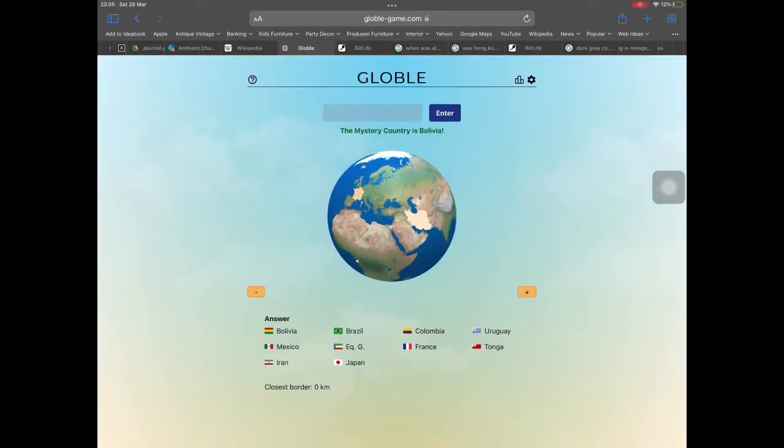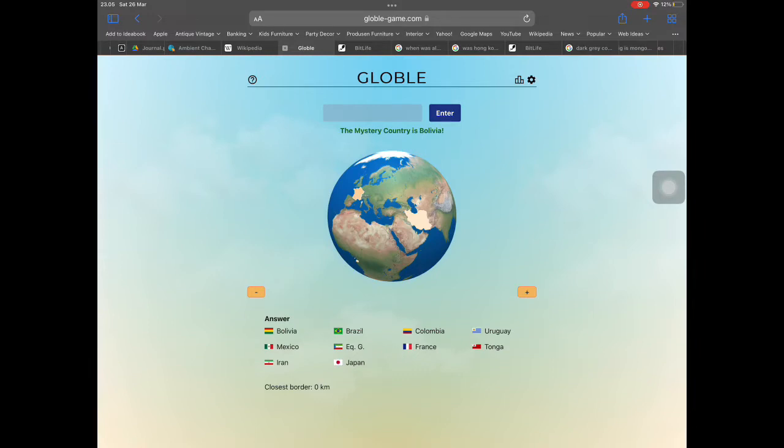Yesterday I found this game called Globle. It's a daily game, and we can play Globle today. Basically, how you play it is that you type a country and then it'll appear on the map in a color. The color represents how far it is to a mystery country. You have to find the mystery country, and if it is green, it means you have found it.